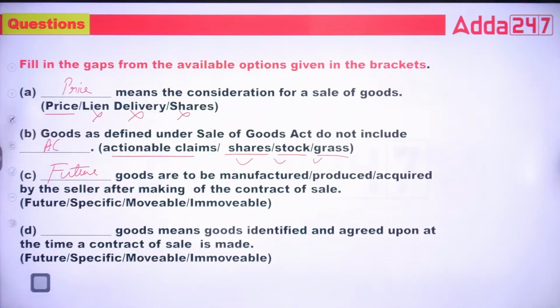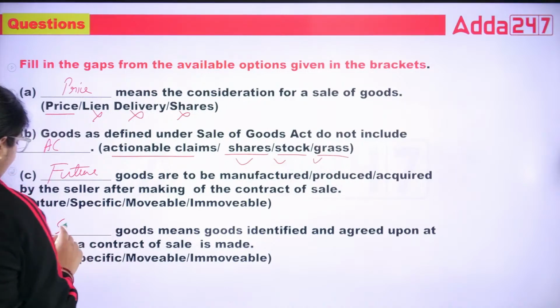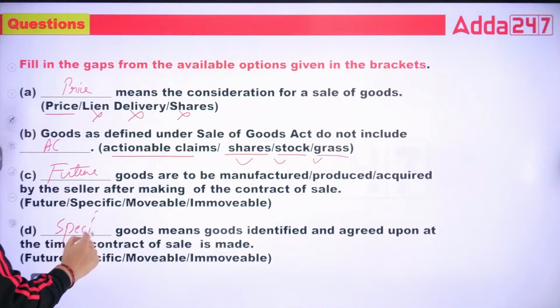Dash goods means goods identified and agreed upon at the time the contract of sale is made. Is that future, specific, movable or immovable? Tell me, class. Dash goods means goods identified and agreed upon at the time the contract of sale is made. Identified, so this is called the specific one. That's it.